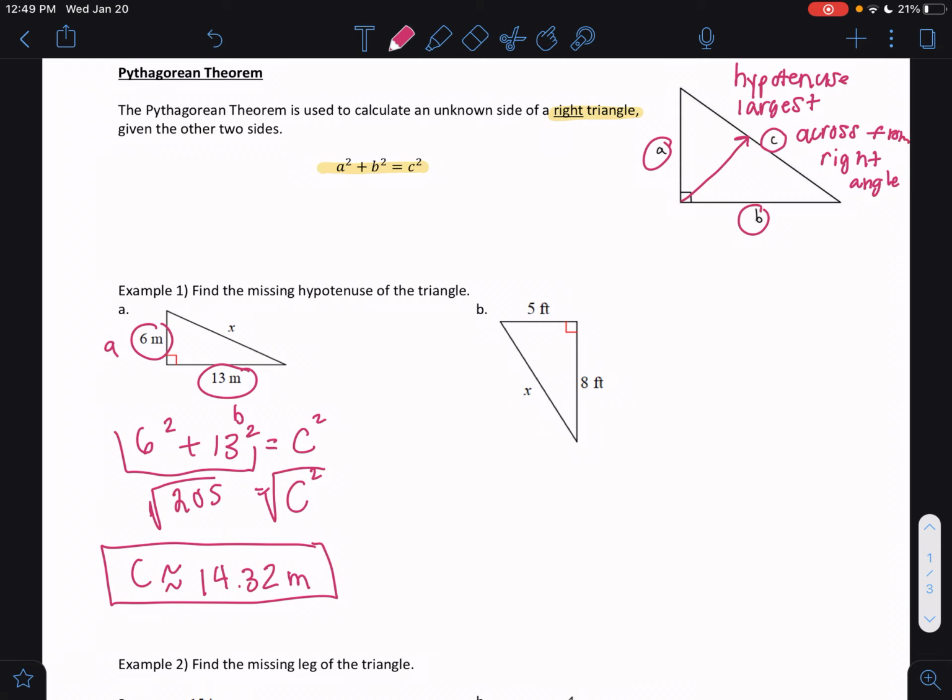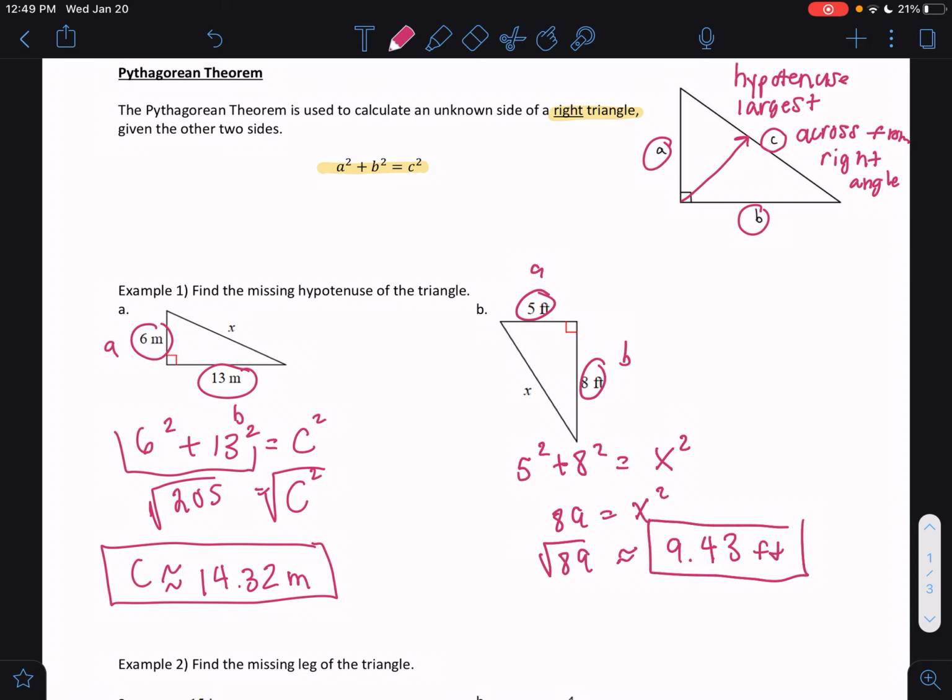So we're going to try again and find the hypotenuse here. So I'm going to call this one A and this one B. 5 squared plus 8 squared equals x squared, which gives us 89. The square root of 89 is approximately 9.43 feet. So that is what our hypotenuse is.